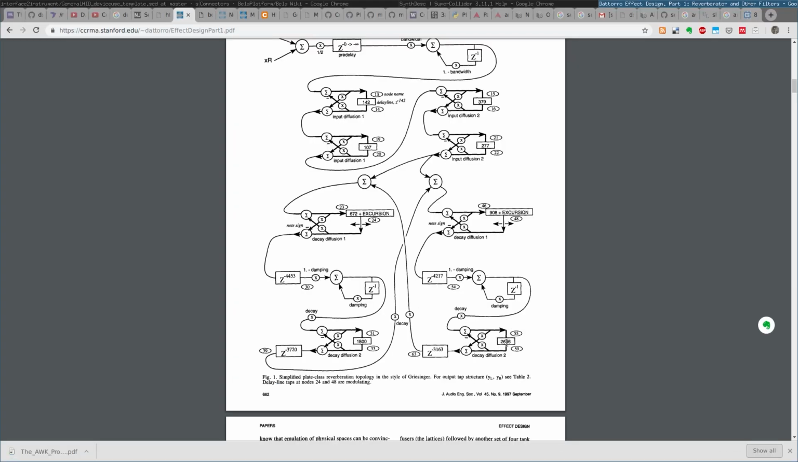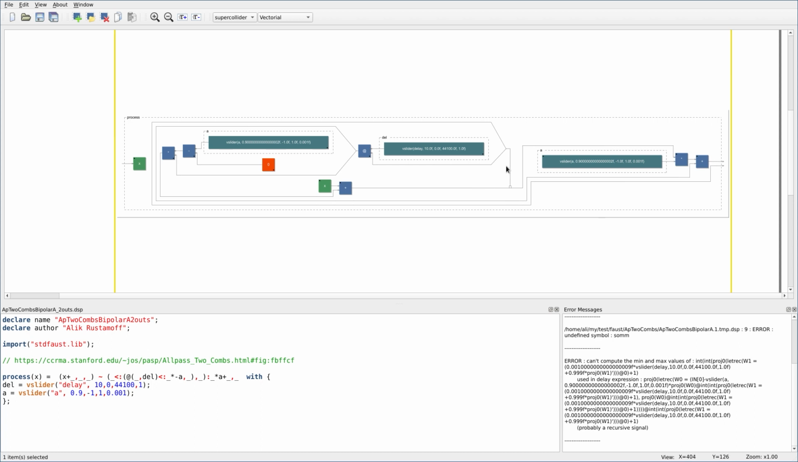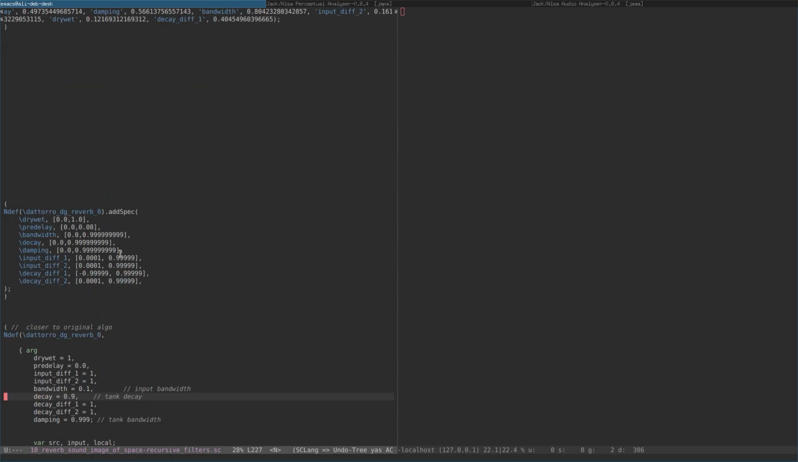This guy needs two outputs, one that goes to the output of the reverberator and one that goes further. So I designed another one, and this is the same as the previous one. It's called bipolar A two outs, and here we have another out that goes from here and goes straight to the output. So this filter will have two outputs.